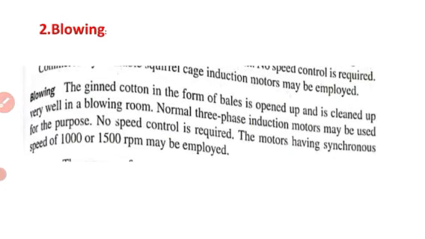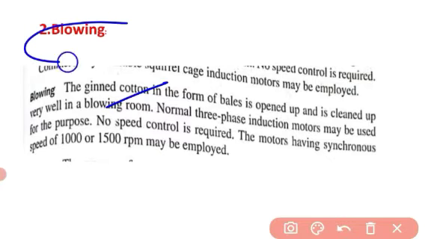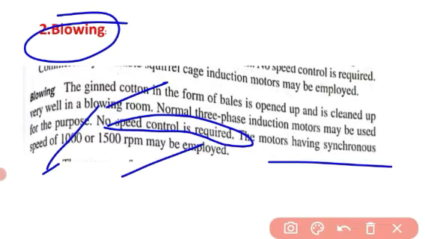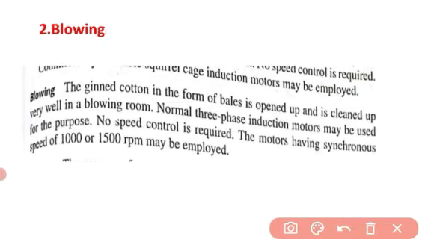The next process is blowing. The ginned cotton in the form of bales is opened and cleaned very well in the blowing room. For this purpose a three phase induction motor may be used. No speed control is required. Motors having synchronous speed of 1000 or 1500 rpm may be employed. Both synchronous machines and induction machines are employed for the blowing purpose.